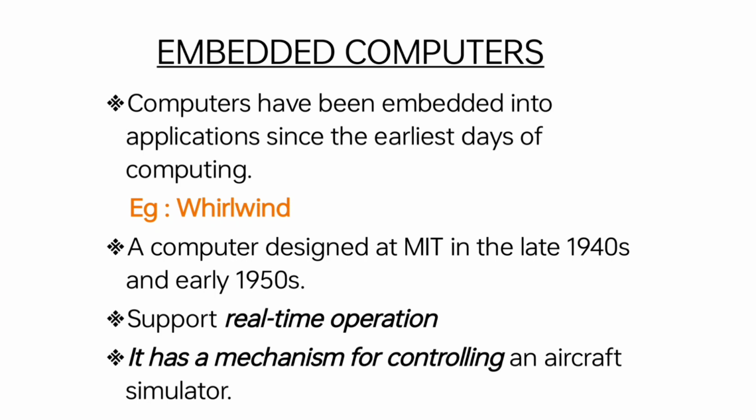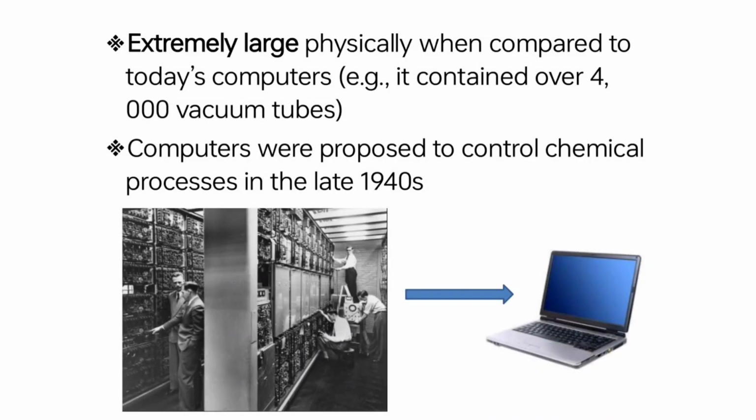Computers have been embedded into applications since the earliest days of computing. For example, Whirlwind, a computer designed at MIT in the late 1940s and early 1950s. It supports real-time operation and has a mechanism for controlling an aircraft simulator. It is extremely large physically when compared to today's computers. For example, it contained over 4,000 vacuum tubes. Computers were proposed to control chemical processes in the late 1940s. The figure is given, you can refer to this.